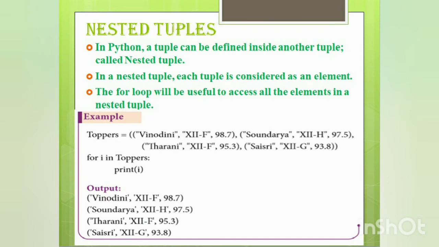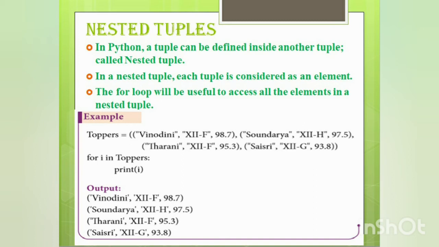In Python, a tuple can be defined inside another tuple. A tuple inside another tuple is called a nested tuple. In a nested tuple, each tuple is considered as an element. If you are using so many tuples, each tuple is considered as one element. The for loop will be useful to access all the elements in a nested tuple. By using the for loop, you can access all the elements in the nested tuples.